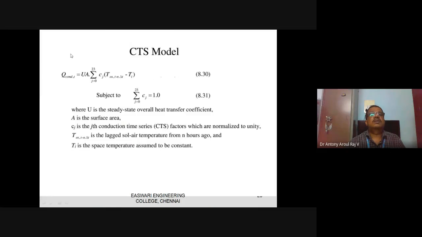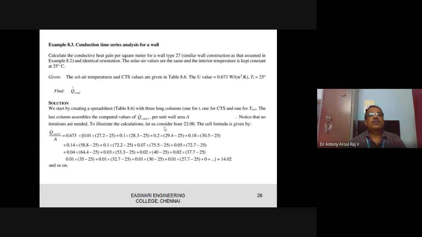Now I have the conduction component. This is UA multiplied by these, which are called the radiation time series factors. A number of factors will be there, and they are given in the data. For the specific case, you can take it from the data book.